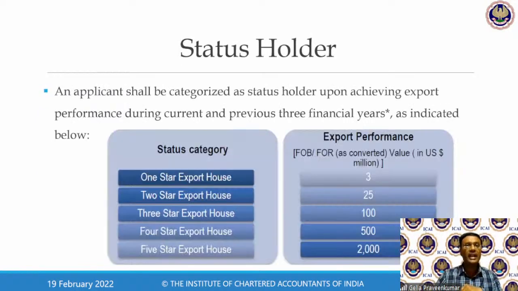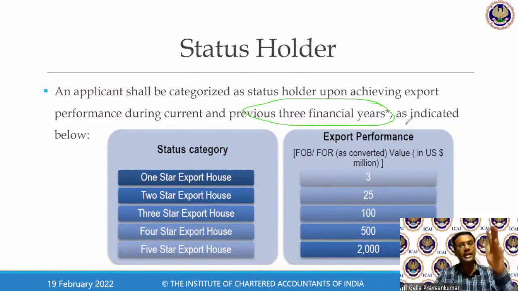So here I can be qualified as a status holder upon achieving my foreign trade performance during the current and previous 3 financial years. For me to get this status holder certificate, I have to prove my performance in the current year and the last 3 years. How? On the basis of my export performance, which is on the basis of FOB or FOR value, designated in foreign currency dollars in millions.